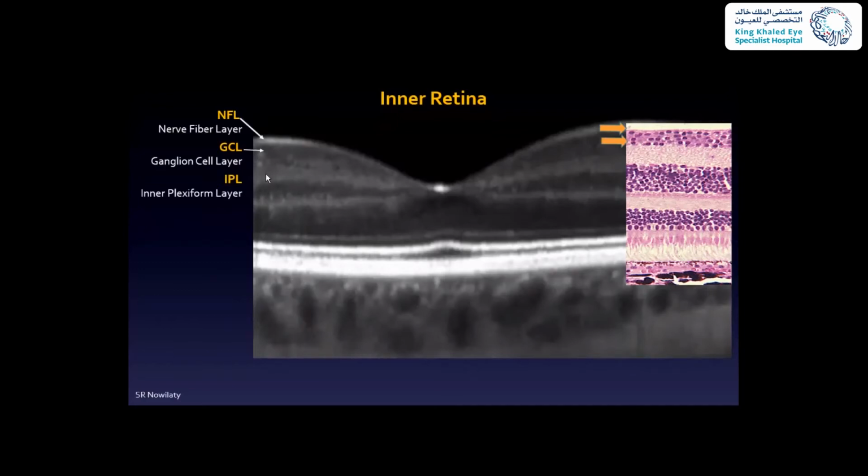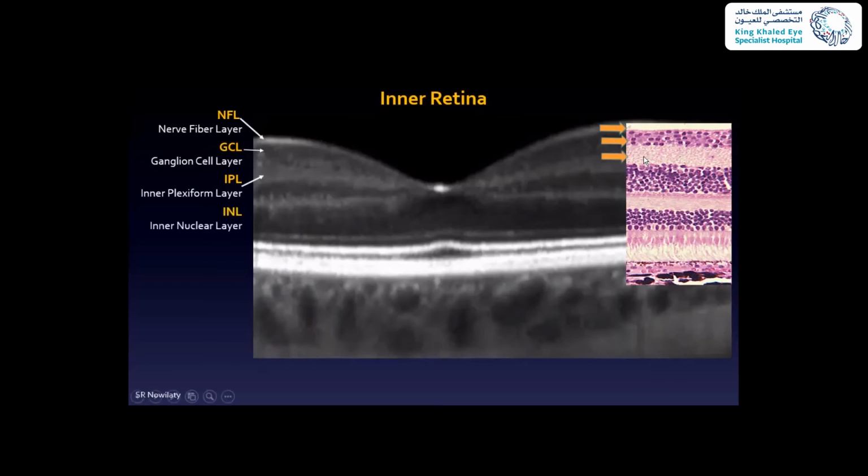Okay, then you've got the inner plexiform layer, which is the junction between the axons of the bipolar cells and the other cells in that layer, but also the dendrites of the ganglion cells. So this is a plexiform layer. It is a fibrous layer, therefore it is hyper-reflective. It's going to look like a whitish band. Okay, it's right there. Here it is.